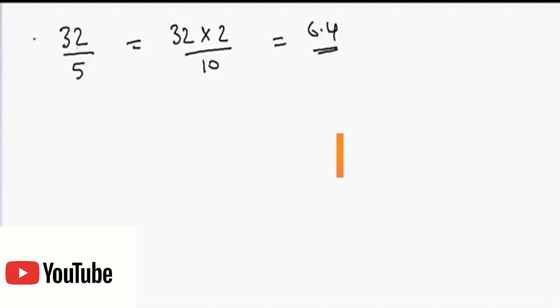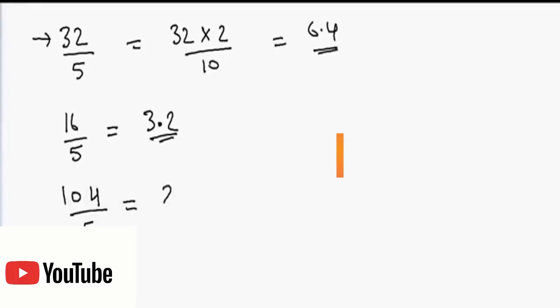So all you have to do is take the double of the numerator and then put a decimal there. So another example, suppose I have 16 and I want to divide by 5. So the answer is 2 times 16 is 32 and then put a decimal here. So that's your answer. Again, if I have 104 and I want to divide by 5, what would be the answer? 2 times 104 is 208, then a decimal here.